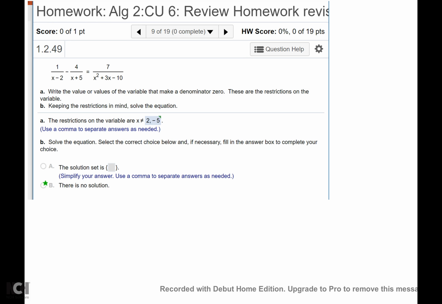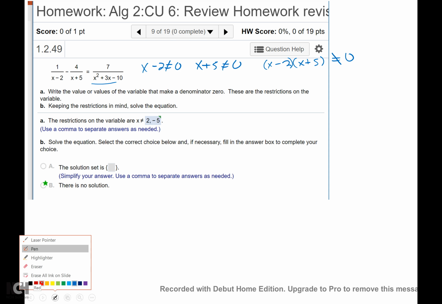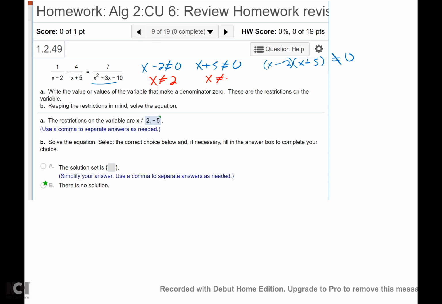Alright, so now if we do this one, the values: Mr. Denominator, you can't be 0. The next denominator cannot be 0. And if I factor this, x and x, factors of 10 that make 3 would be 2 and 5. So this cannot equal 0 either. I just factored it first, since I was going to have to factor it anyway. So this says x can never equal 2, and this says x can never equal negative 5. So x can never equal 2 or negative 5.